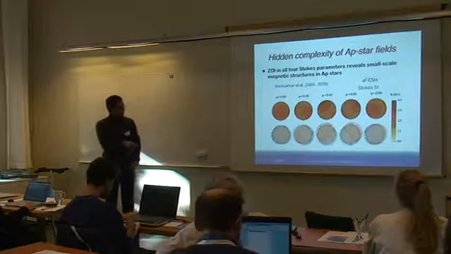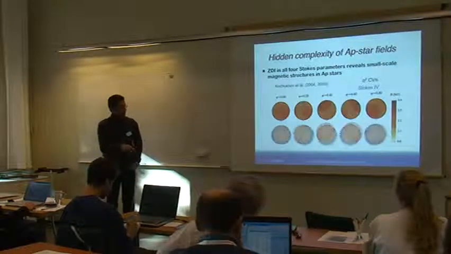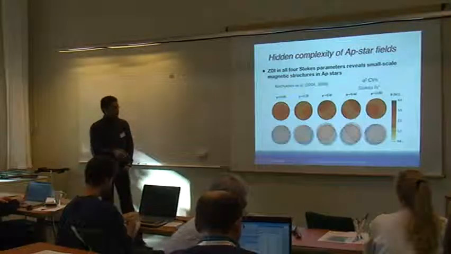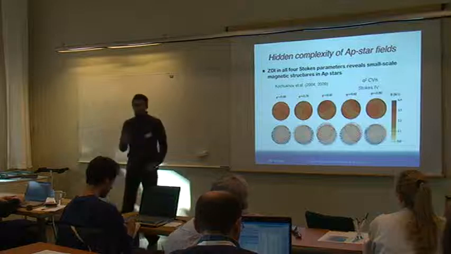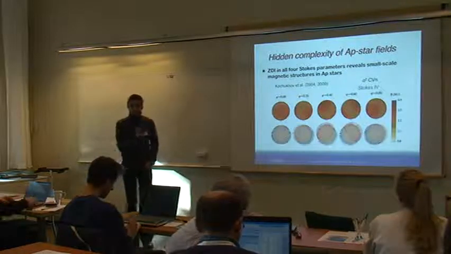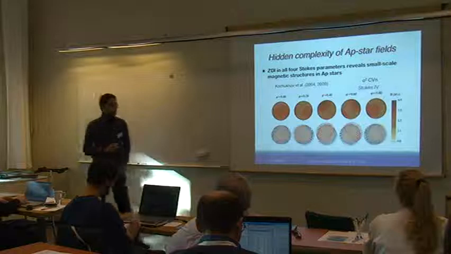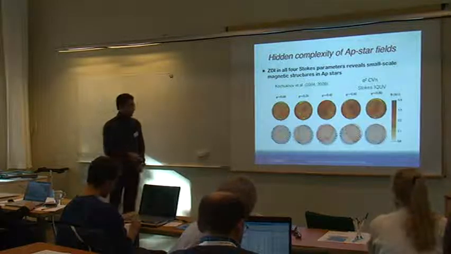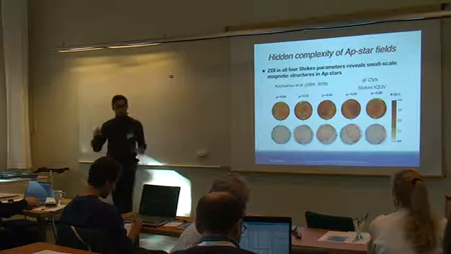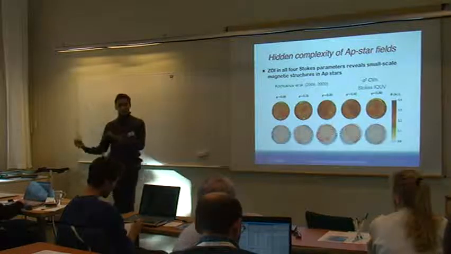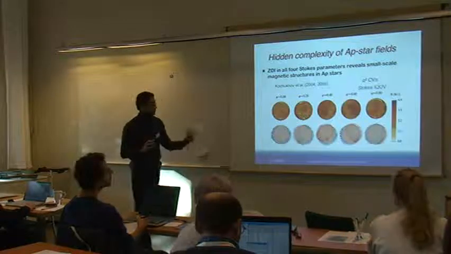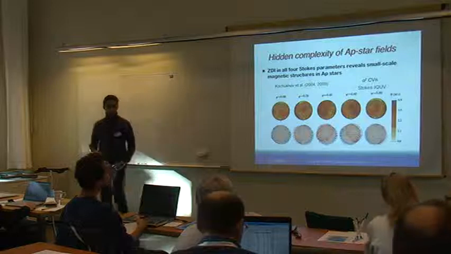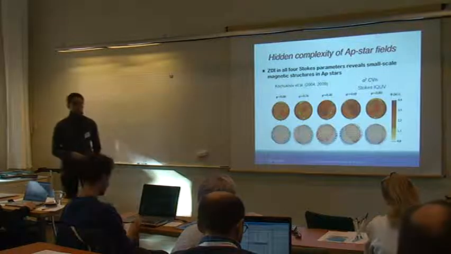So this is an example of a prototype Ap star, alpha 2 Canum Venaticorum. This is the map that we can get from two Stokes parameters, basically a dipole. And for the same star, the same data set, adding linear polarization, we get a structure like this. So still the field is more or less dipole in the sense that there is one hemisphere dominated by positive polarity and the other hemisphere negative polarity. But look at the field strength map. It is much more complicated than expected for a dipole.